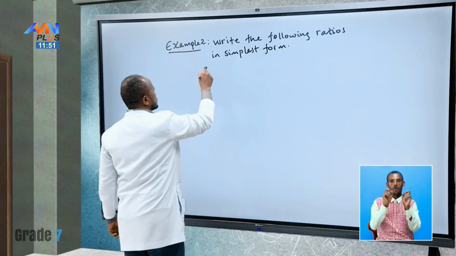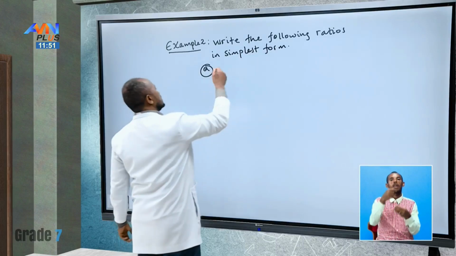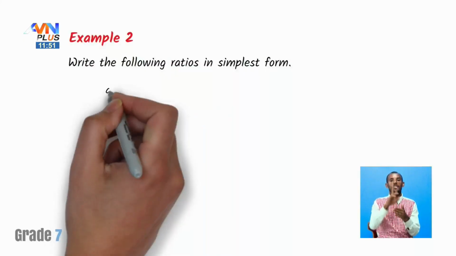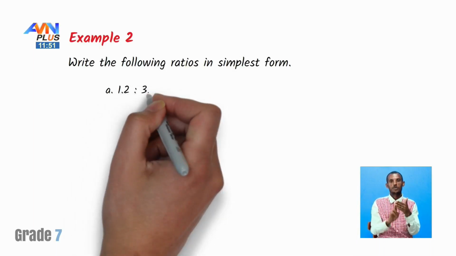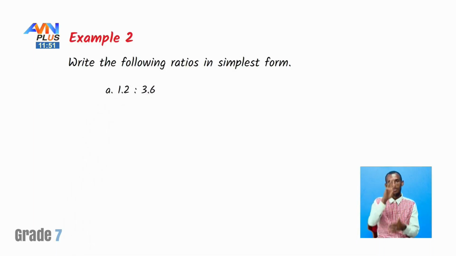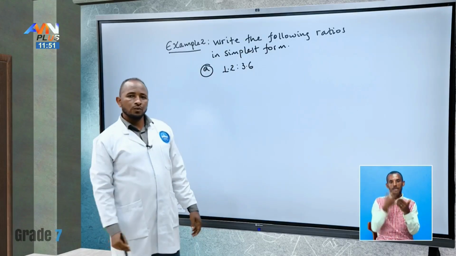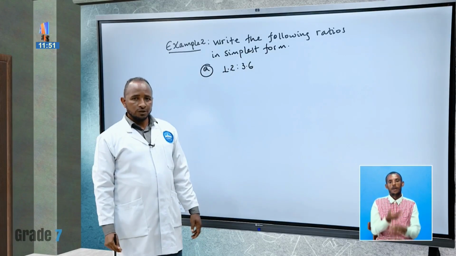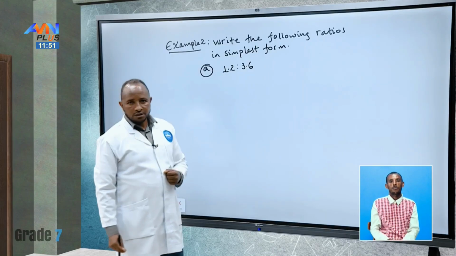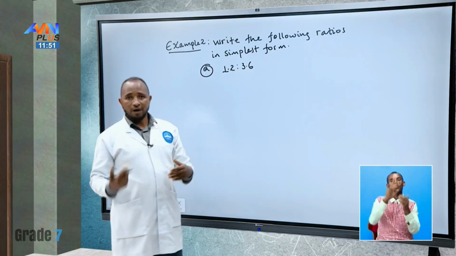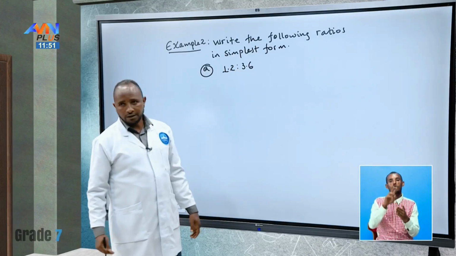Okay, the first question is simply this. What will be the ratio of 1.2 ratio 3.6? So how do we simplify this ratio? Earlier, as we said, ratio means comparing the two things by dividing. So we can compare these two by dividing.